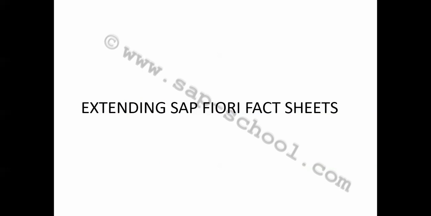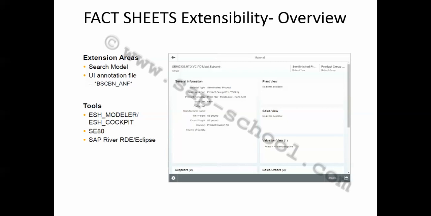Now we have completed the OData extensibility and the UI extensibility. So now let's move to the extending of SAP Fiori fact sheets. In the fact sheets extensibility, the extension areas are the search model and the UI annotation file. And the tools which we use for the fact sheets extensibility are the ESH modeler, ESH cockpit, then the SC80 and SAP River RDE or the Eclipse.